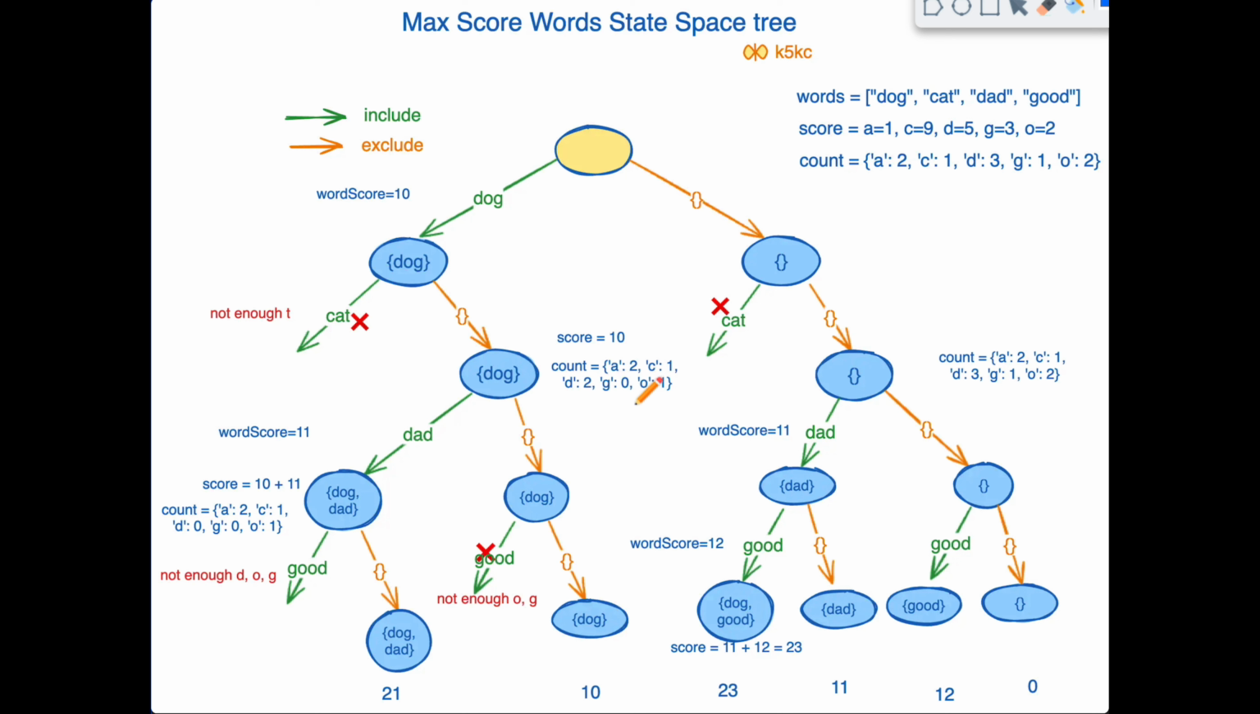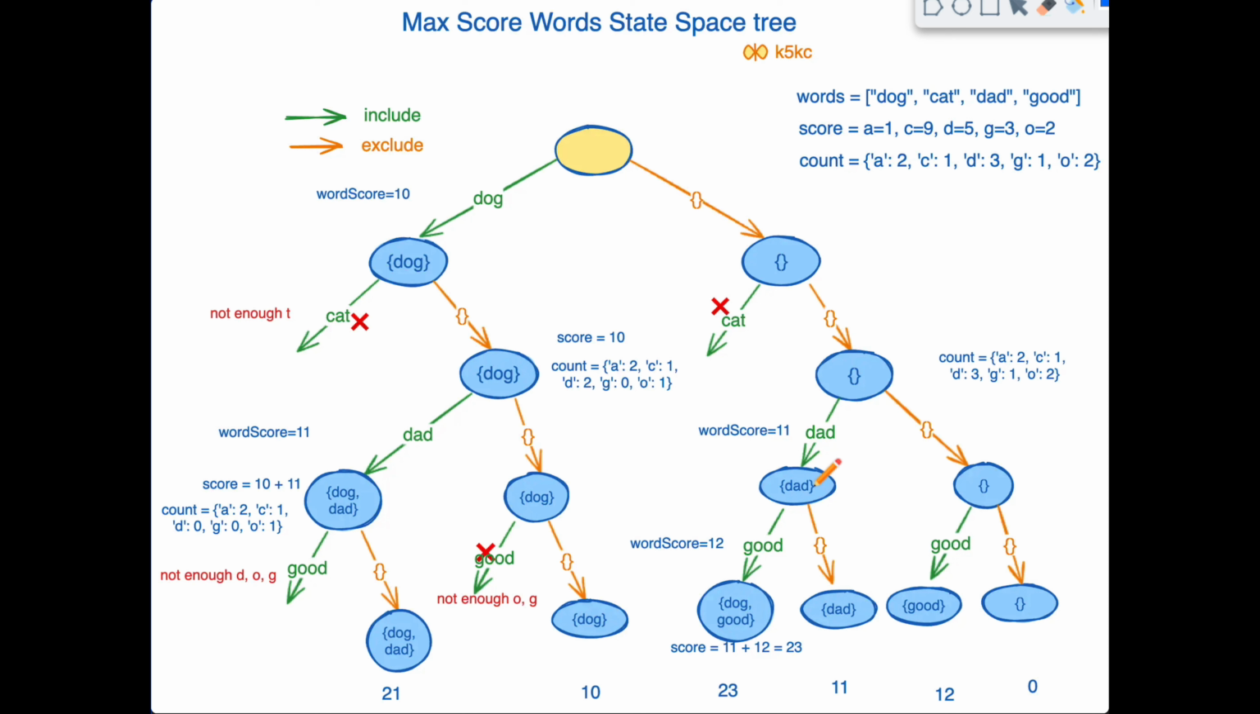So we can clearly see G is 0 because we don't have any G remaining because we used it in the dog. And similarly, we can't use it in the good at all. Similarly, O is also 1, but we need two O's, right? D is still available, but we can't do anything there. So we can't proceed with this part, but we can still generate dog here. So then our score is 10.